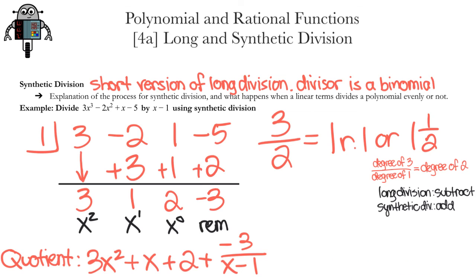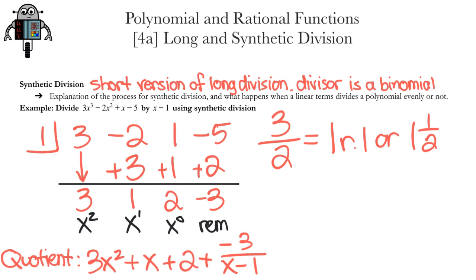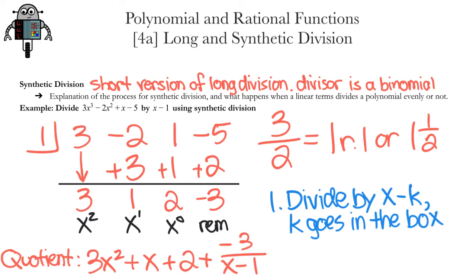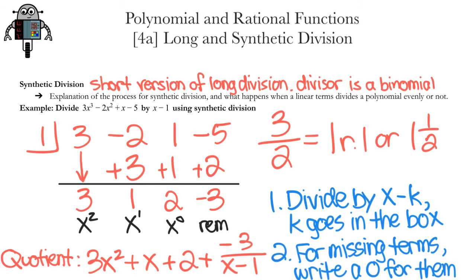Okay, that's the synthetic division process. I want you to remember two main things. When we divide by x minus k, then k is what goes in the box. K can also be understood as the 0 of that binomial. The other thing is, when there are missing terms, be sure to write a 0 as a placeholder.